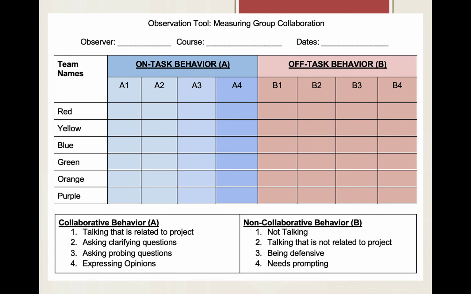At the top, you put your observer's name, the course you're observing, and the dates. Notice that there are sides for both on-task behavior and off-task behavior, and it tells you at the bottom what those are for. On the side are team names. Sometimes it could also be student names.